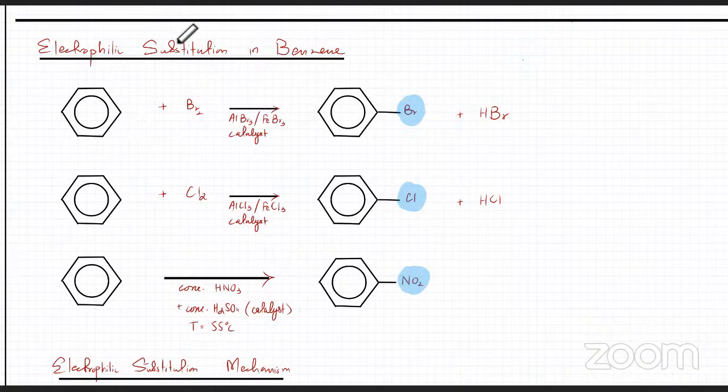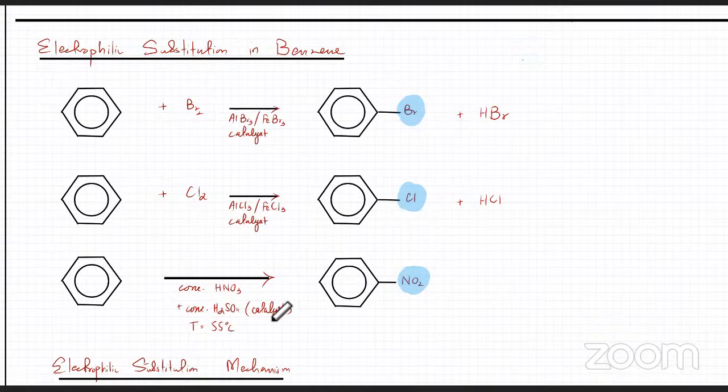So initially, the first one, electrophilic substitution in benzene. There are 3 electrophilic substitution reactions mainly. You've got a bromination reaction, where an FeBr3 catalyst is required. You've got chlorination as well, where you have an AlCl3 catalyst. And you've got a nitration reaction, where you need concentrated nitric acid, sulfuric acid, and the temperature is going to be 55.